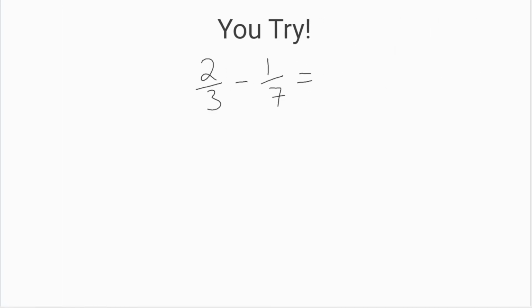Now I have an example for you to try, so go ahead and pause the video and try it yourself. Now I'm going to go ahead and explain this. We have 2/3 minus 1/7. Remember, our process was to find a common denominator. The easiest way is through multiplication, in which case we get 21. That becomes my new denominator.